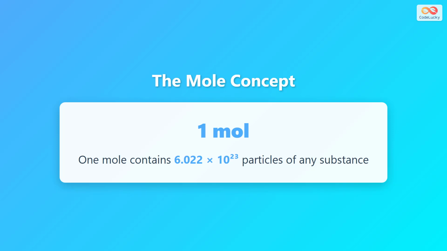The mole is the unit we use in chemistry to count particles. 1 mole, abbreviated as mol, contains exactly 6.022 times 10 to the power of 23 particles of any substance. Whether you're counting carbon atoms, water molecules, or sodium ions, 1 mole always contains this same number of particles.